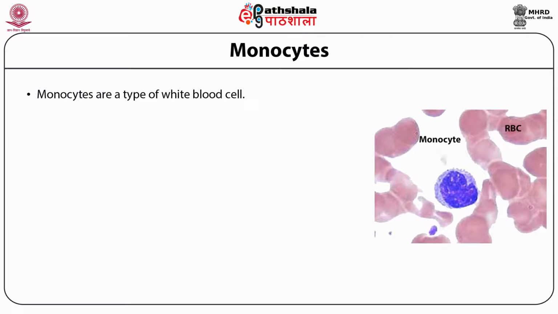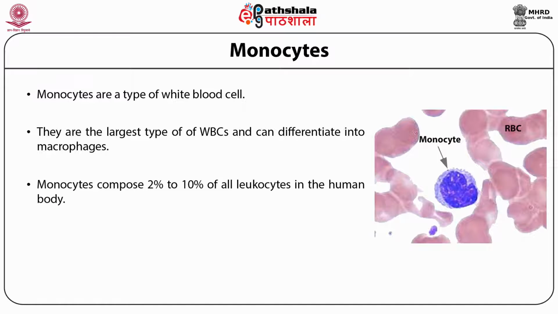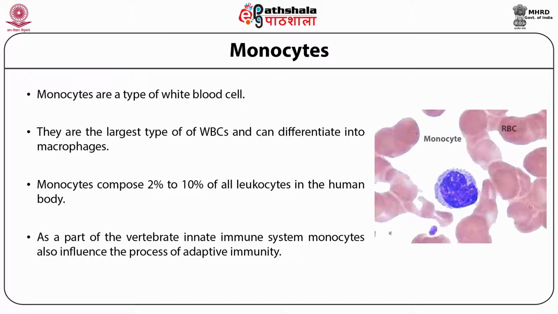Monocytes. Monocytes are a type of white blood cells. They are the largest type of WBCs and can differentiate into macrophages. Monocytes compose 2% to 10% of all leukocytes in the human body. As the monocytes begin to travel, they enter major organs such as liver and pancreas. As part of the vertebrate innate immune system, monocytes also influence the process of adaptive immunity.